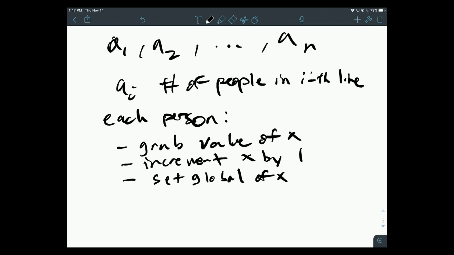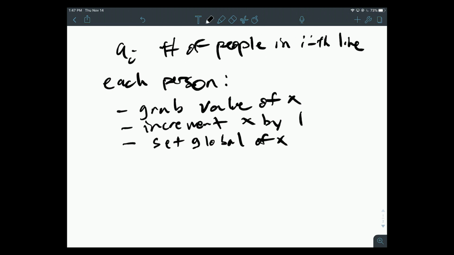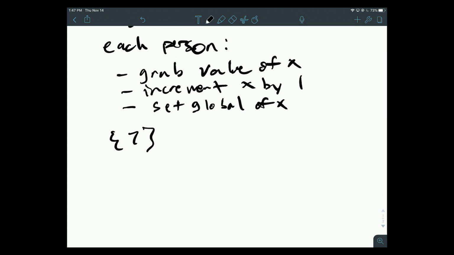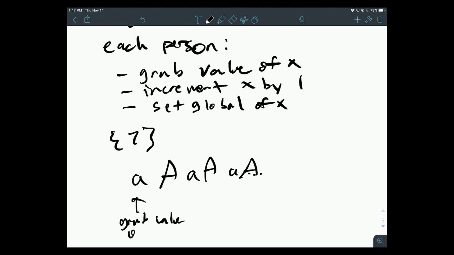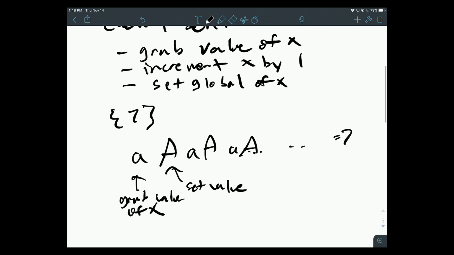We can go over one of the sample cases, which is a single line with 7 people, so the sample case is 7. You process the first person in line, you increment, process, increment, and so on. So this is grab the value of x, and this is set the value after. After you process these instructions, the final value is equal to 7. There's no way you can get any less because those people need to be processed sequentially.